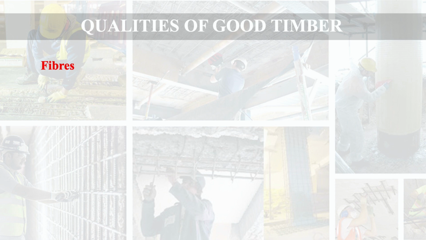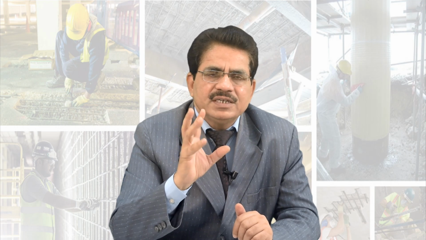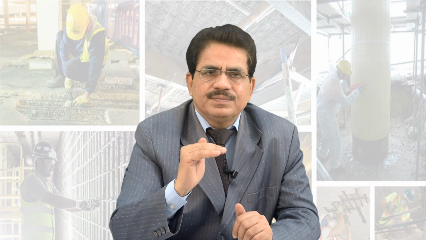Then fibers. Fibers also play a very important role in identifying a good timber. If a timber has straight fibers, that timber is considered to be good timber. As you know, when we were discussing defects, we discussed one defect as twisted fibers. Those twisted fibers make the wood unsuitable. That is why a good timber must have straight fibers.